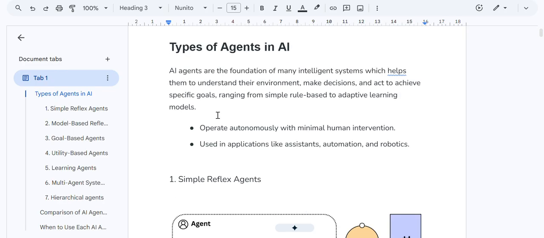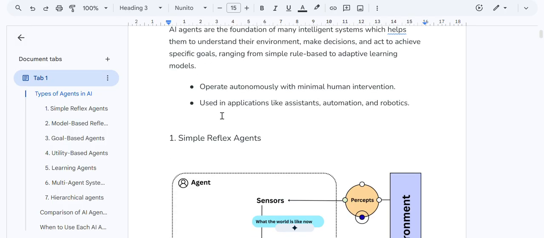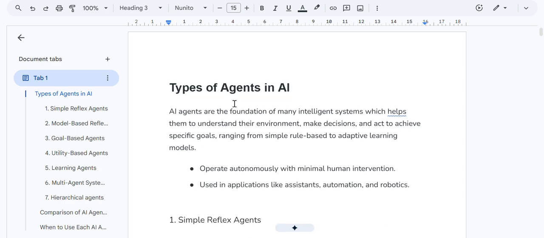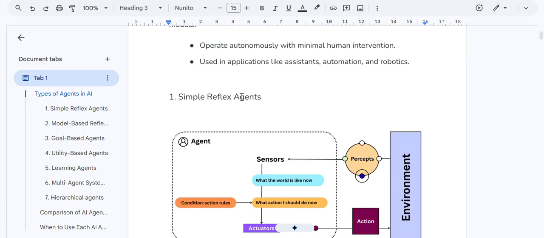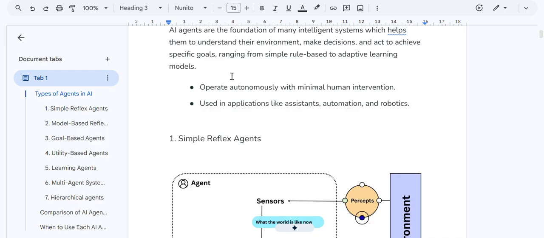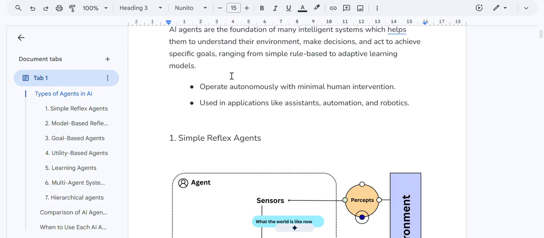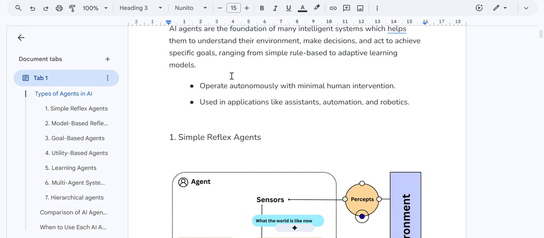Agentic AI operates autonomously with minimal human intervention, directly giving automatic answers or outputs. It's used in applications like assistants, like Siri or Alexa, which are AI agents, and also in automation and robotics. There are many types of agents.